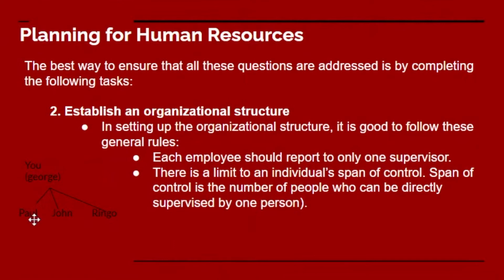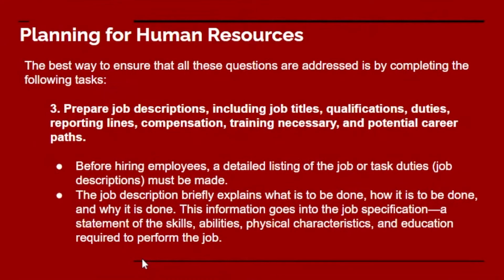And if we think about this concept here, we've got Paul and John and Ringo. Can George effectively look after three people and ensure that their needs are met? Probably yes. 3 is not too bad. But what if there were 30 or 50 or 300 down here? Would that be too many for George to manage? This is what's called span of control, which is how many people you manage. How many people can you actively manage?